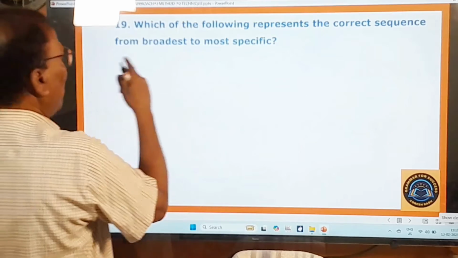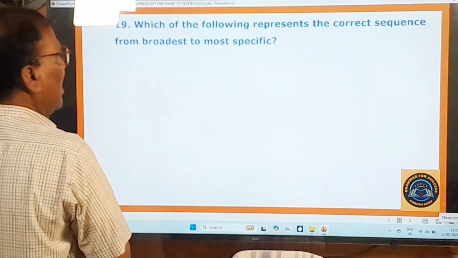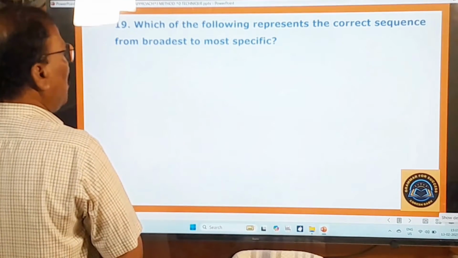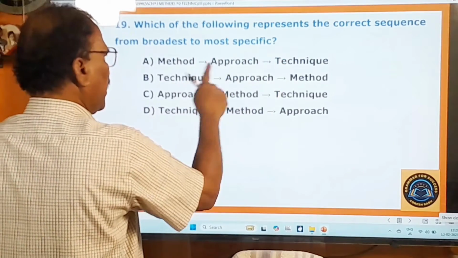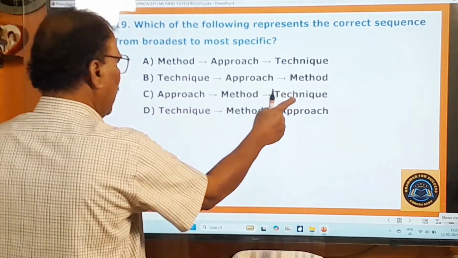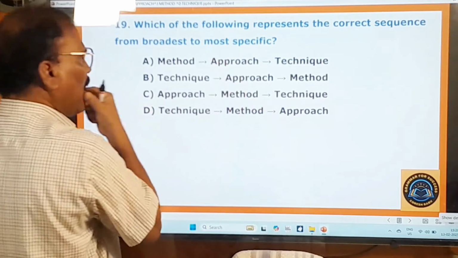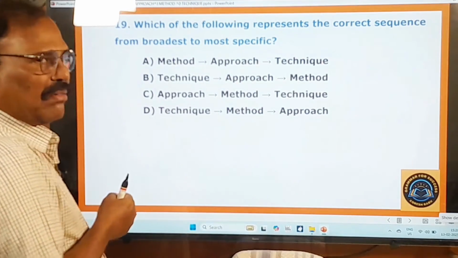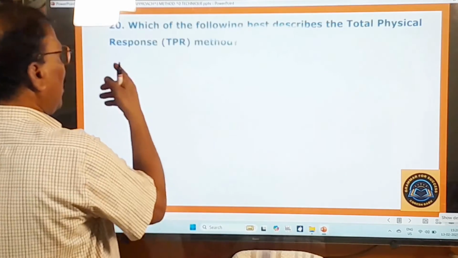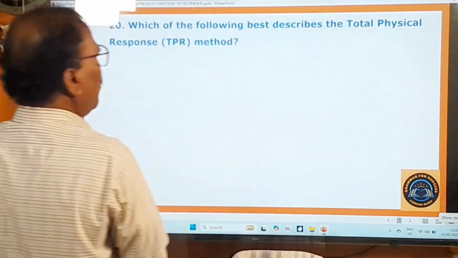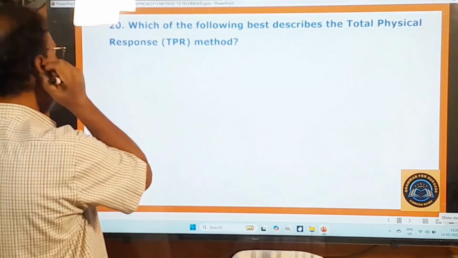19th question. Which of the following represents the correct sequence from broadest to most specific? Method, approach, technique, or technique, approach, method, or technique, method, approach. Which is the right order of these three important aspects? Okay, right. Last question. Which of the following best describes the total physical response, TPR method?